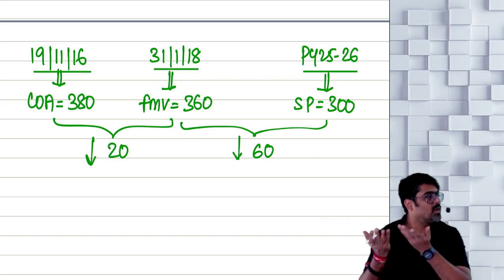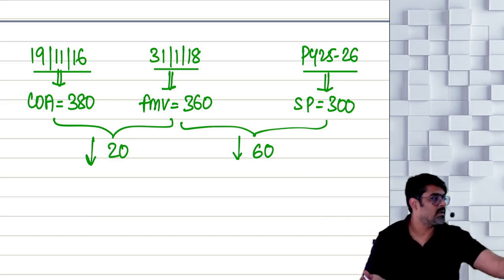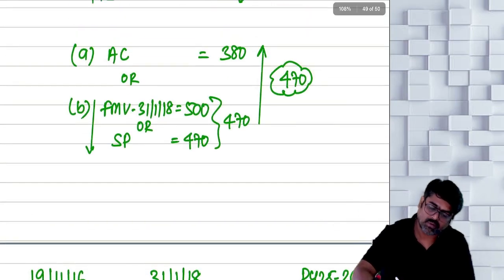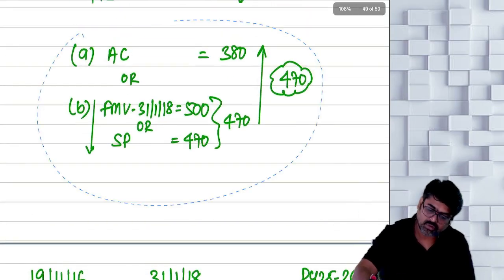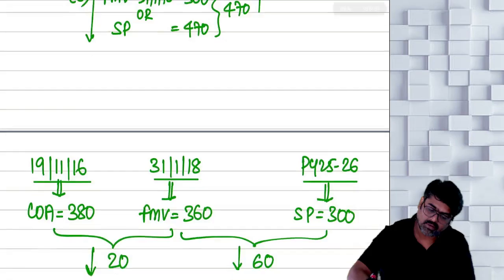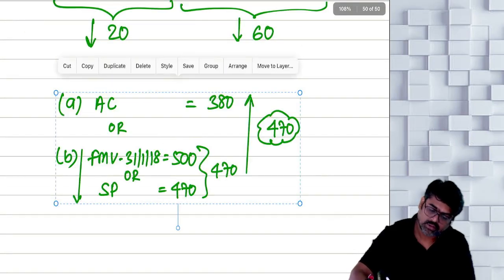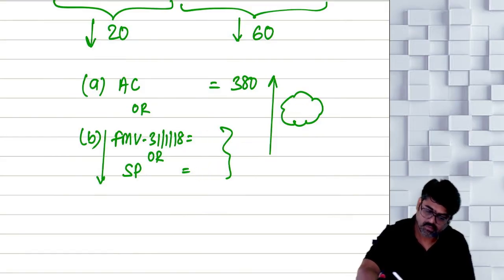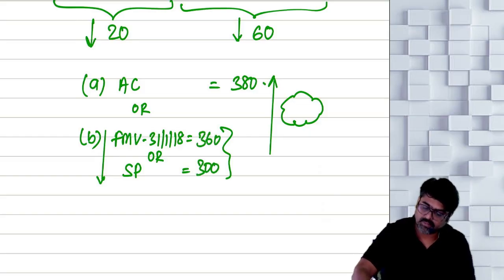Don't worry, that actual loss will be calculated if you take your cost like this. What are you going to do? Come on, tell me. Actual cost or fair market value? Actual cost is 380 only. What was the fair market value? 360. What is the selling price?